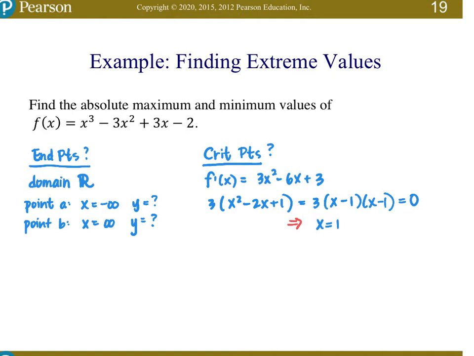Now I need the y value to go with that, right? So what would y equal? We're going to take x is 1 and plug it back in to all these places. So 1 cubed minus 3 times 1 squared plus 3 times 1 minus 2. That turns out to be a y value of negative 1. So we have a y value of negative 1. Oh, let me erase this line here. All right, get rid of that.